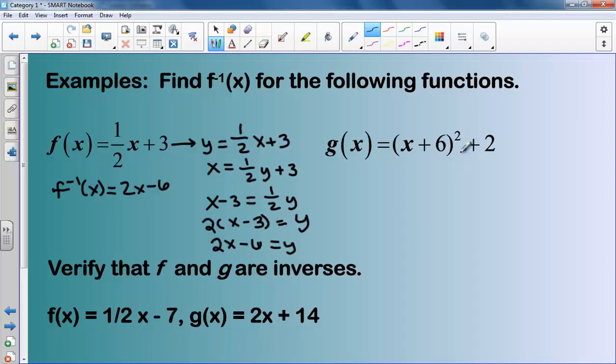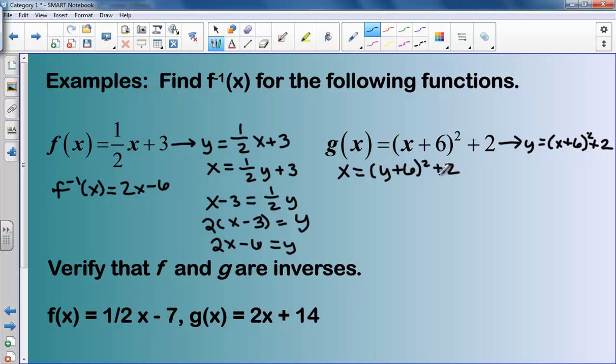And when we have a quadratic function here, we're going to do the same thing. We're going to find the inverse here. So this is actually y is equal to (x plus 6) squared plus 2. I'm going to run short on room here, so I'm going to come over here where I have more room. So I'm going to change my variables. So x equals (y plus 6) squared plus 2.